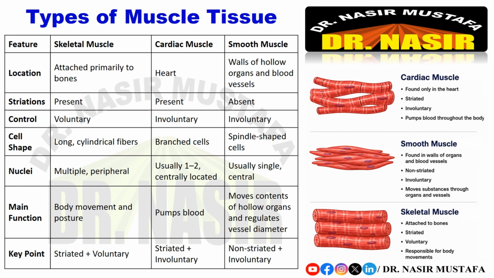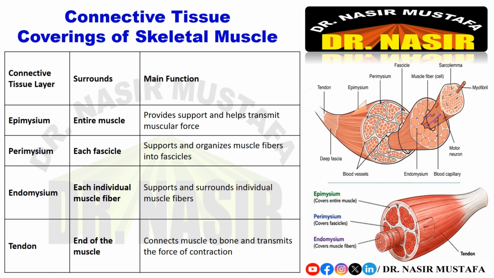A simple way to remember the major differences is: skeletal, striated and voluntary; cardiac, striated and involuntary; smooth, non-striated and involuntary. Connective tissue coverings of skeletal muscle. Now let's look at the connective tissue organization of skeletal muscle.